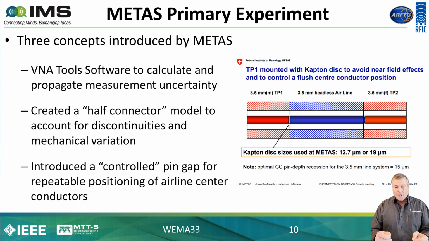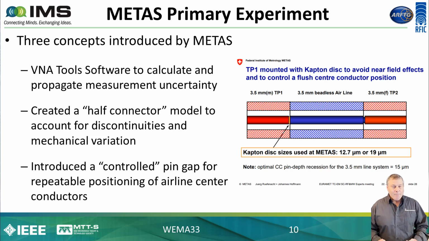And that repeatable positioning then, after they complete the mating of the center of the airline to the cables, gives them a much lower uncertainty during the primary experiment, and a much more accurate characterization of the calibration kit. This is one of the key things that has been created at METAS over the past decade. These three things are, from my point of view, an overall summary of what's been done to improve things.